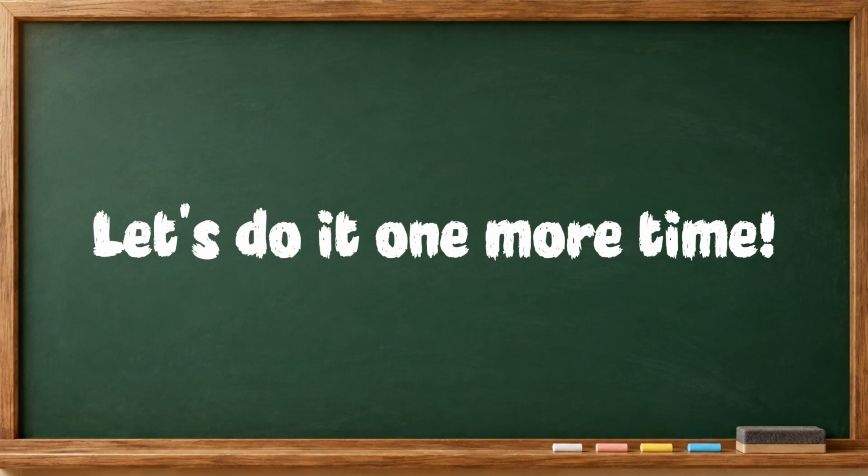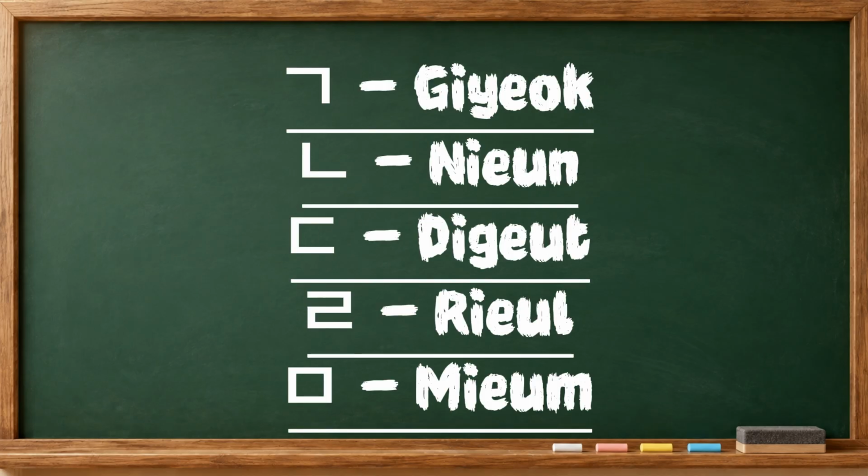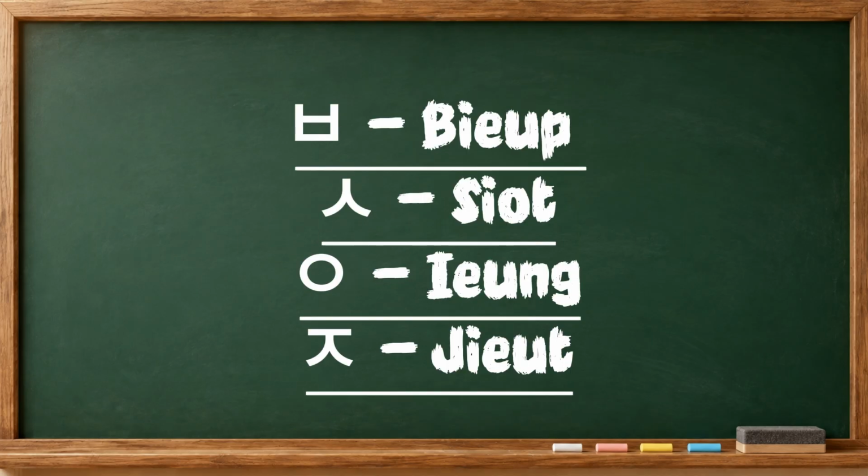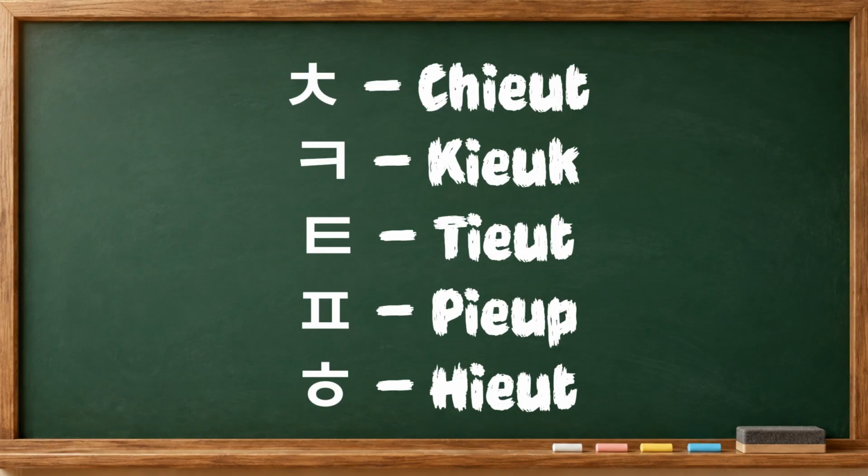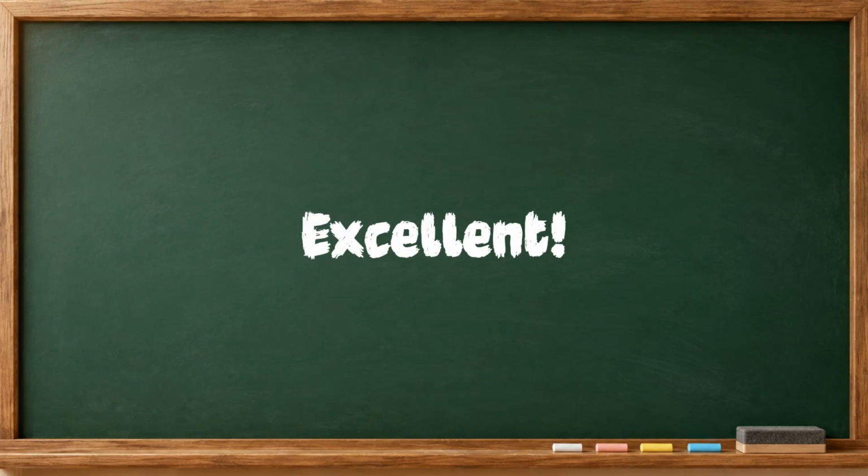Let's do it one more time. 기역, 니은, 디귿, 리을, 미음. 비읍, 시옷, 이응, 지읒, 치읓, 키읔, 티읕, 피읖, 히읗. Excellent!